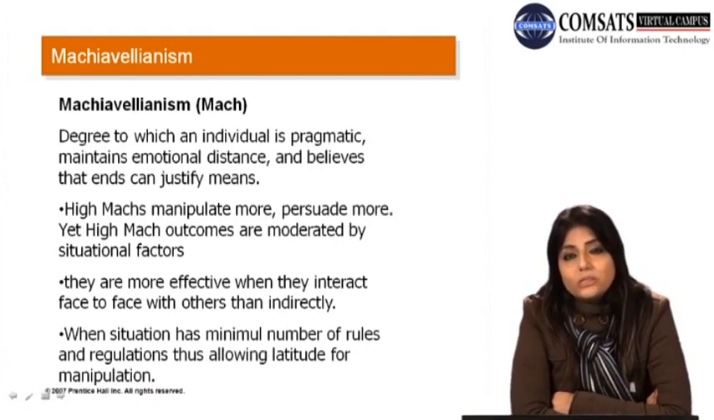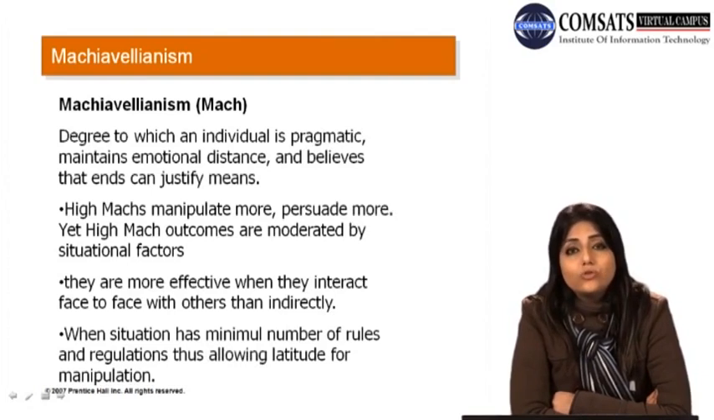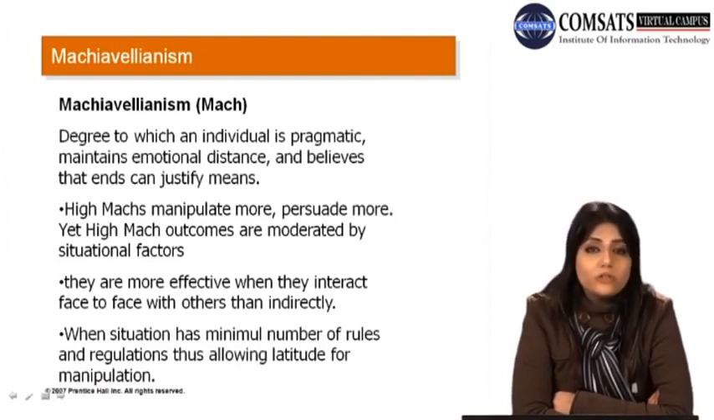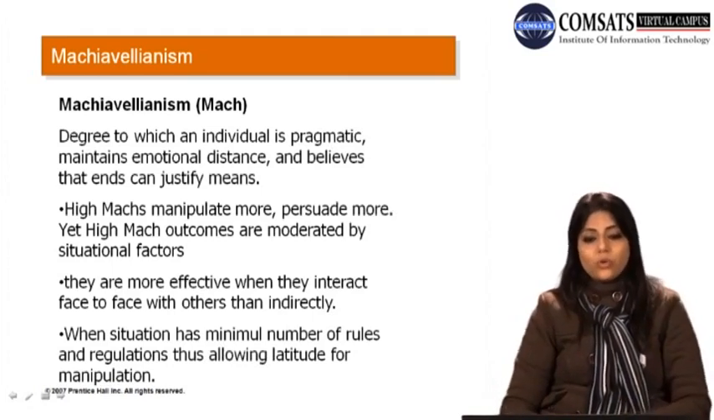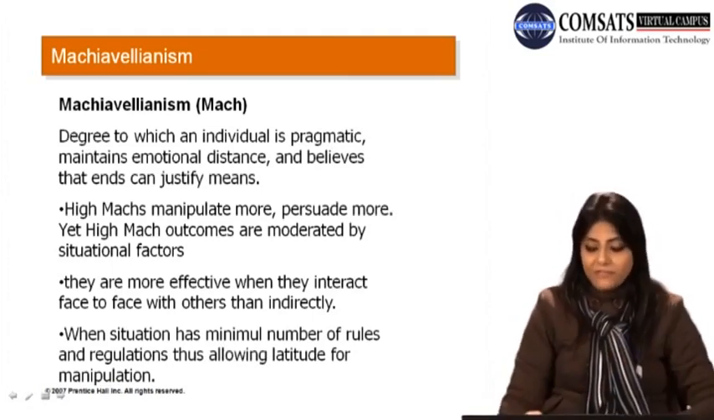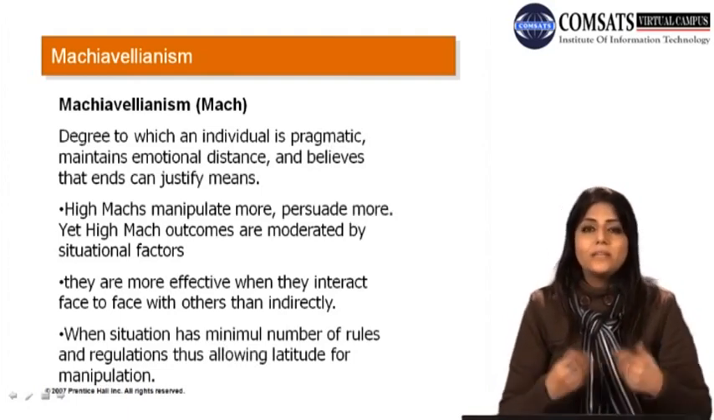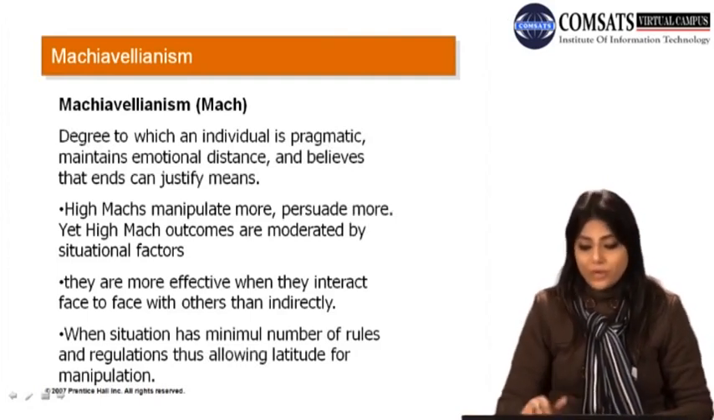So they can manipulate more under situations wherein the rules and policies are not that tight and the controls are not that tight, or they are lesser. There are fewer controls, right? In those situations, these individuals can manipulate more, they can persuade more, and thus they can get more benefits compared to the low Machs, and they can perform better compared to the low Machs. So here we see the role of situational factors as well. So there is personality, but this kind of personality can perform better under certain situations. So the situation is the moderating factor here.